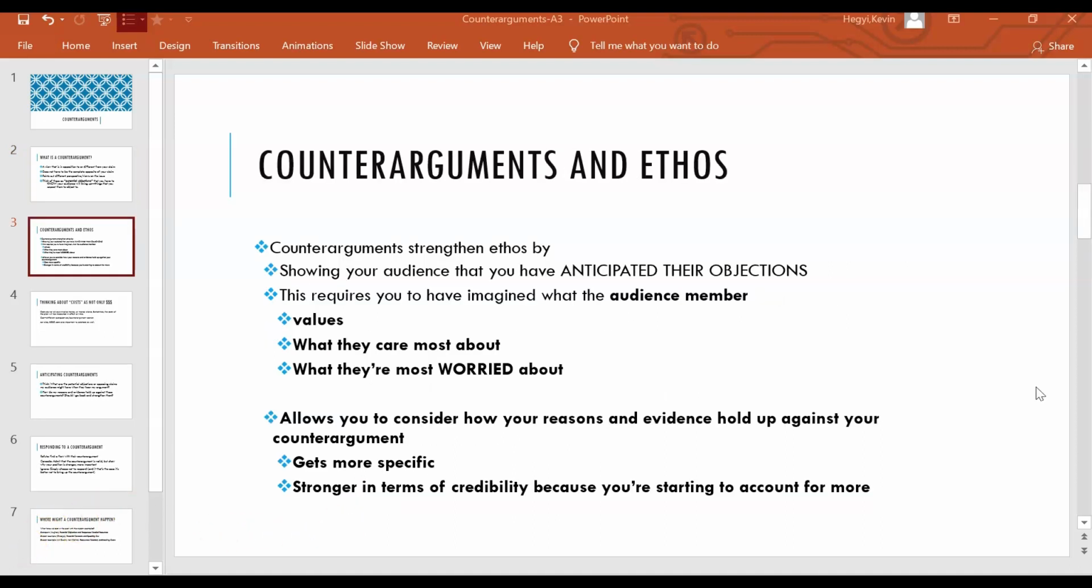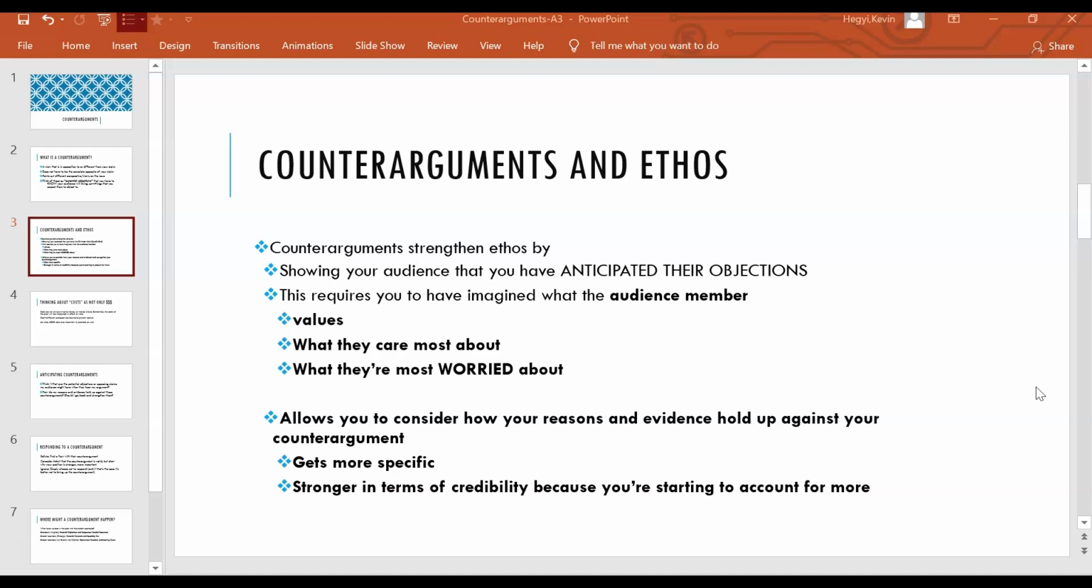So like I said, counterarguments and ethos are very much intertwined. They can strengthen ethos by showing your audience that you have anticipated their objections. What I mean by that is we include a component of our proposals that shows how we work through these potential counterarguments. That's essentially what we're going to be doing.